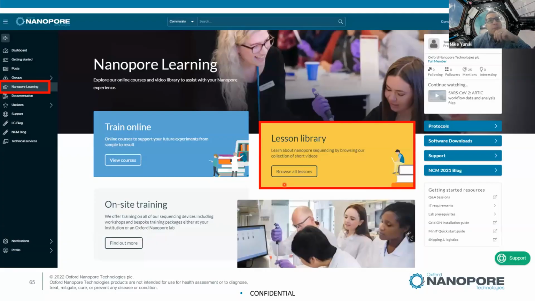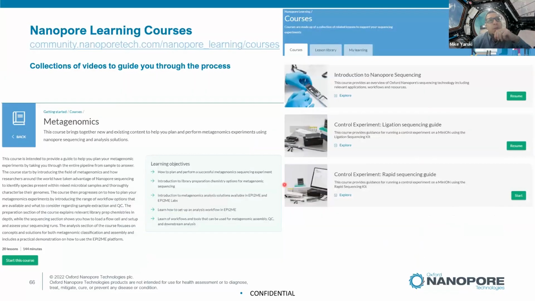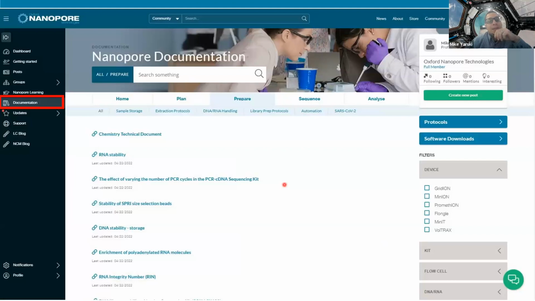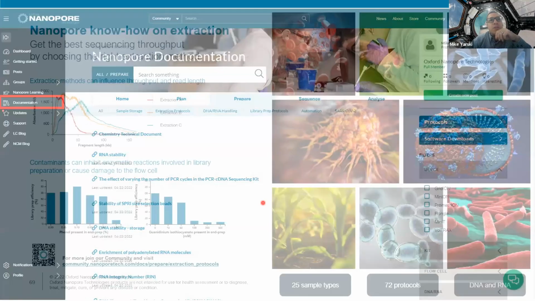There's plenty of stuff on the community website to help you. Under Nanopore Learning, there are a lot of videos, so go to the lesson libraries and you can see plenty of stuff to watch. There's a metagenomics course and a data analysis course. The main thing you're going to find for our protocols is under the documentation tab, where you've got sample storage, extraction protocols, DNA and RNA handling, library preps, and also documents about the number of PCR cycles, as you can see here. So there's quite a lot of rich information here to help you be successful.